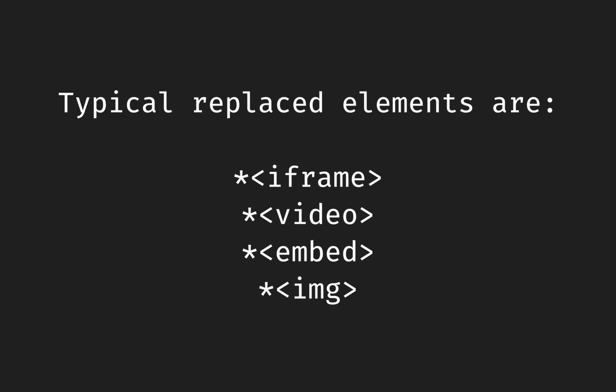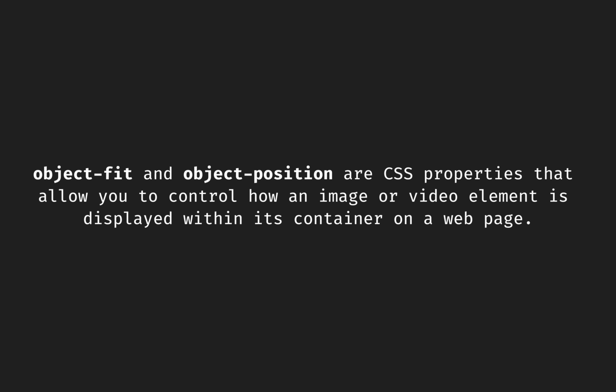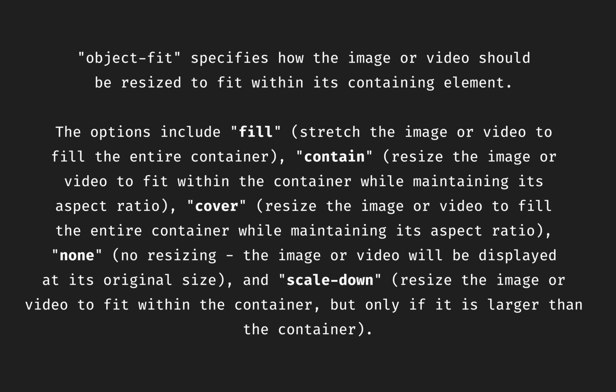So imagine we import an image and we use the img tag. Now the image has a default size, and that default size is what is going to be displayed on the web. Now, the object-fit and object-position are CSS properties that allow you to control how an image or video element is displayed within its container.